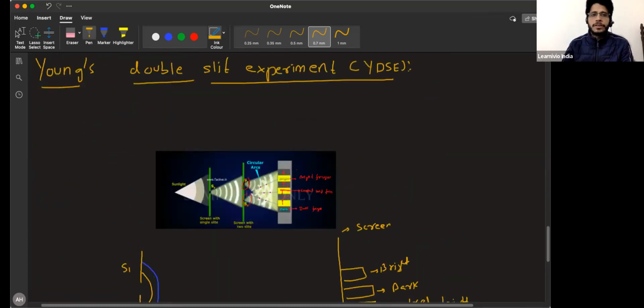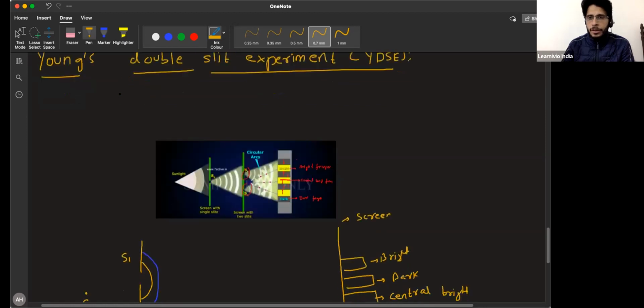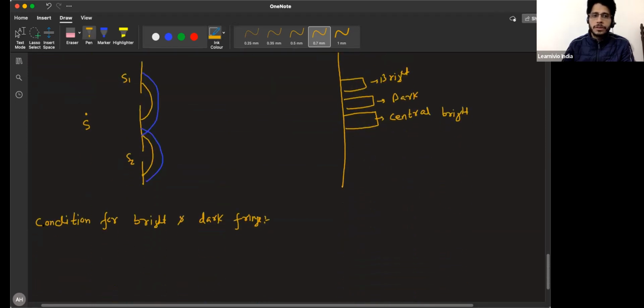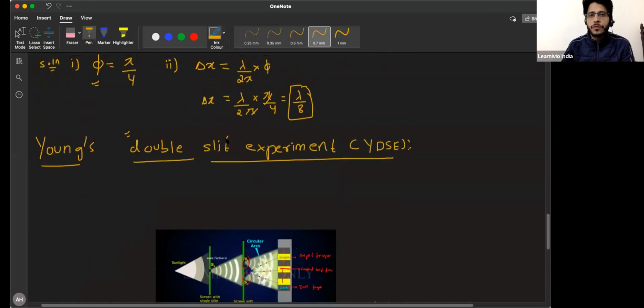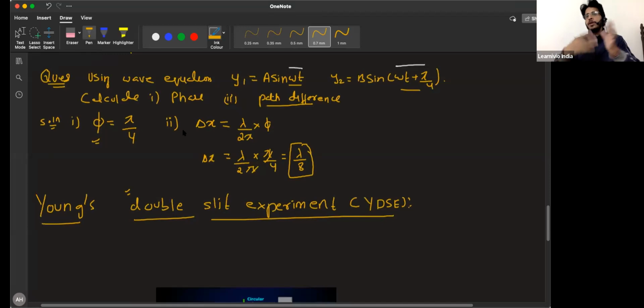See, next, let's start with Young's double slit experiment. In Young's double slit experiment, the first thing is we need conditions for bright and dark fringes. Condition means the values of phase difference and path difference for which the fringe is bright, and the values of phase difference and path difference for which the fringe is dark.